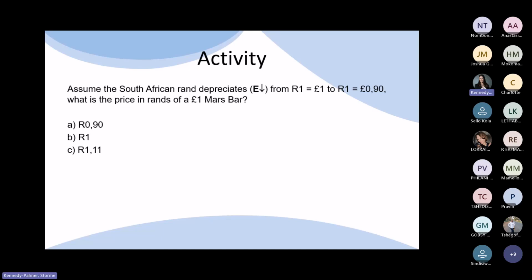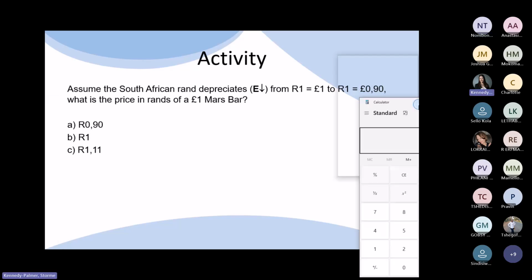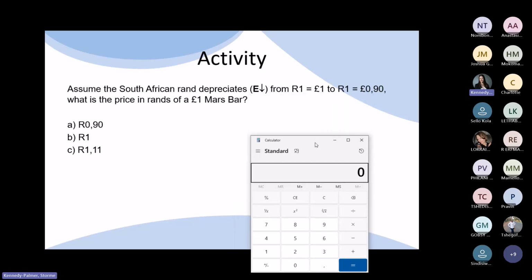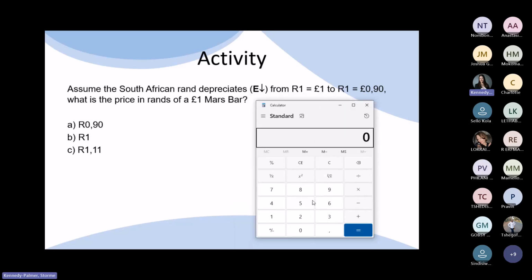Would anyone like to take a guess? Not seeing anything in the chat, so let me guess it's R1.11. Perfect. Okay, great. I'm very glad to hear that you were able to calculate that on your own. Now, for the rest of the people, can you see my calculator there? Even just a thumbs up is fine. Okay. All right. So yes, you correctly identified that it's going to be C, which is R1.11.